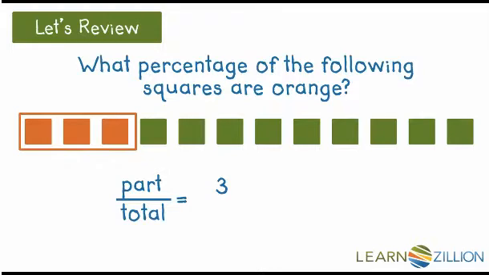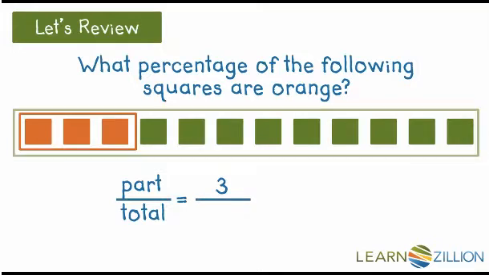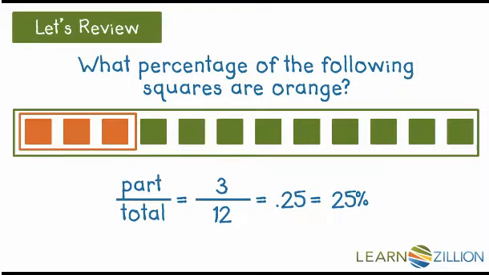So we have 3 orange squares, and then we want to relate that to the total number of squares, which would be all the squares, which is 12 in this case. And then you just want to simplify that fraction down to a decimal, which is 0.25. And then you can change that to a percentage, either multiplying by 100 or moving the decimal 2 places to the right. So that would be 25%. So a fourth of these squares are orange.